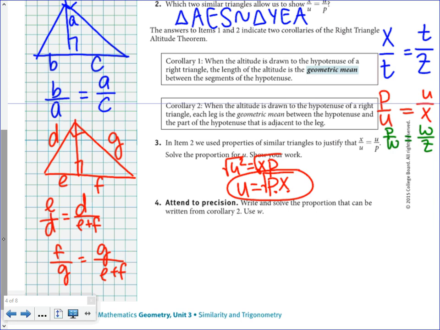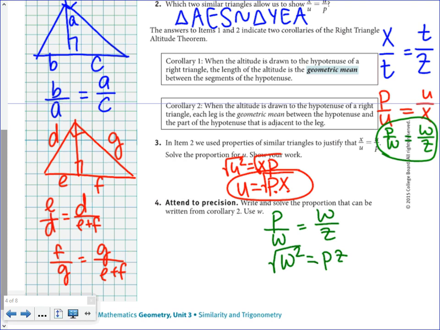So now we want to write and solve the proportion that can be written from corollary 2 using W. And so that's actually what we have right here. So P over W equals W over Z. So then if you cross multiply, I have W squared equals PZ. And so then take the square root, and you get that W is the square root of P times Z. So that's how you could find W. So now let's look at the next page.